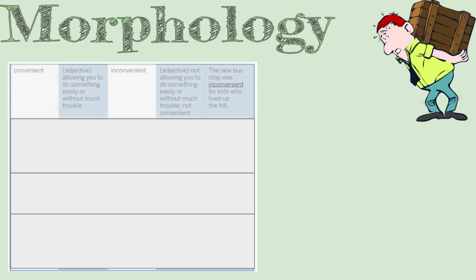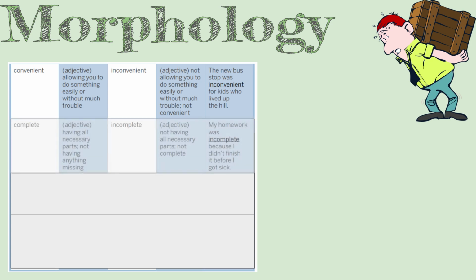The next word is convenient. It is also an adjective. It means allowing you to do something easy or without much trouble. Inconvenient is an adjective, but this time it means not allowing you to do something easily or without much trouble. It's not convenient. The new bus stop was inconvenient for kids who lived up the hill. So it wasn't convenient to kids at the top of the hill.